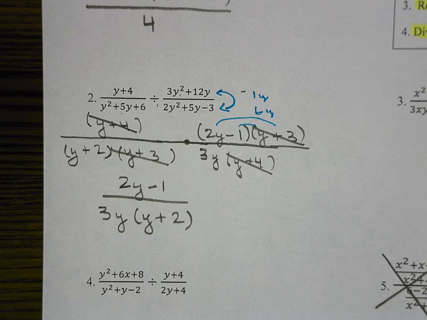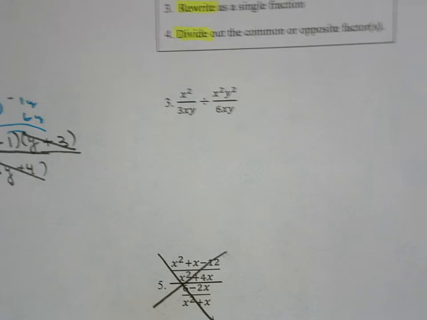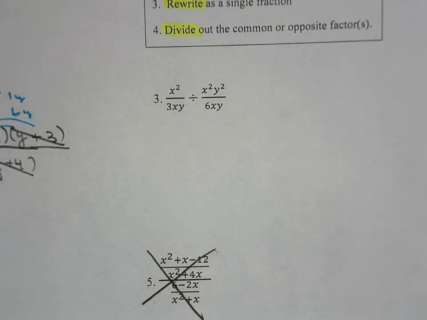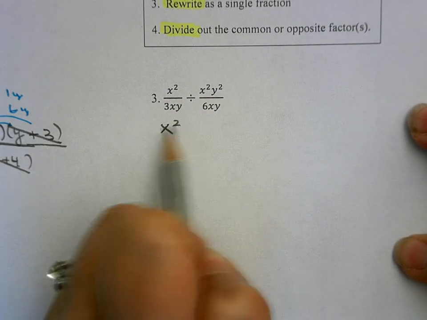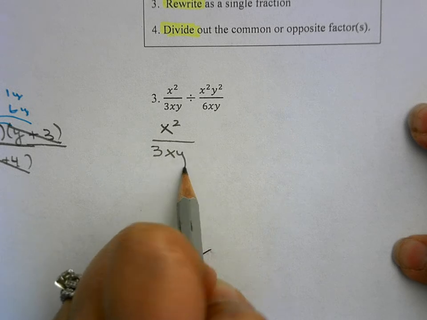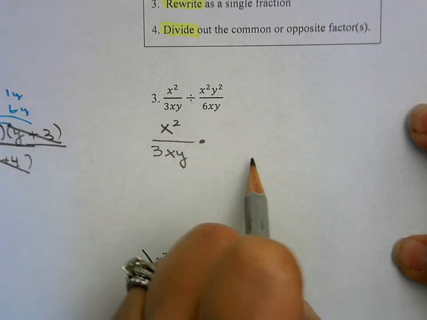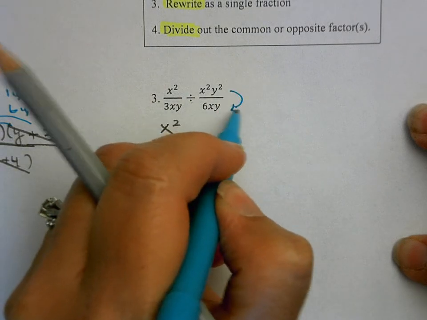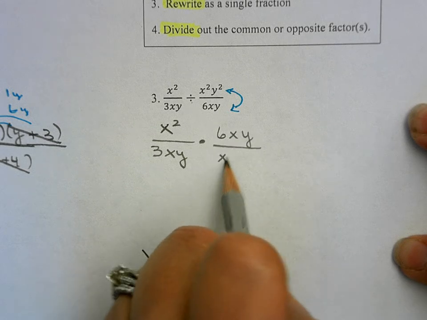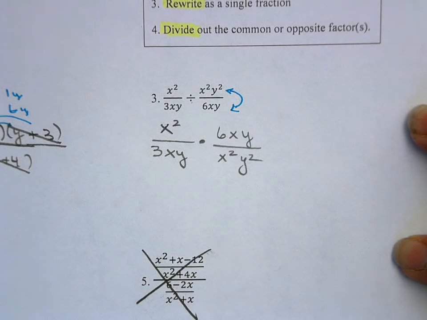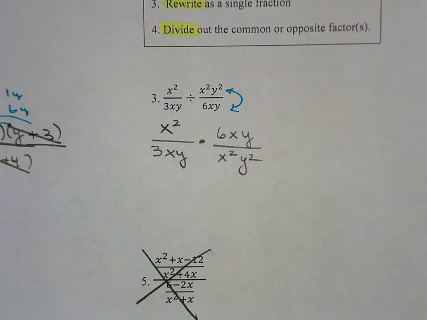All right, and then let's take a look at question 3 and 4. So the last two here. For question number 3, we have no adding, no subtracting. So I'm just going to go straight into multiplying by the reciprocal. Because there's no factoring to be done, I have x squared and I have 3xy. Switch that to multiplication, but I can only do that if I do the reciprocal of the second fraction. And so once again, I'm going to multiply straight across to simplify this out, right?